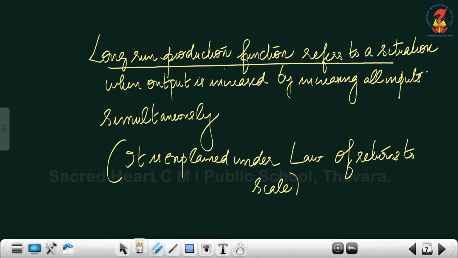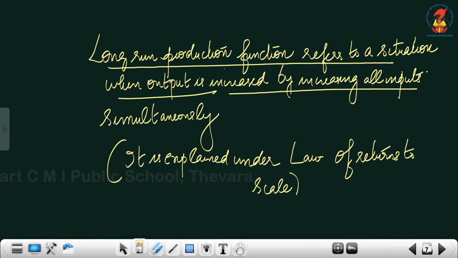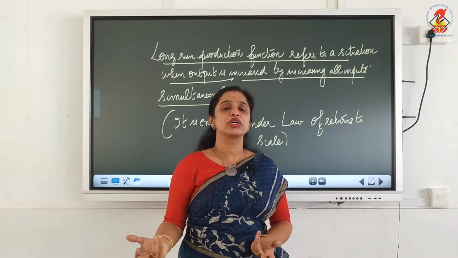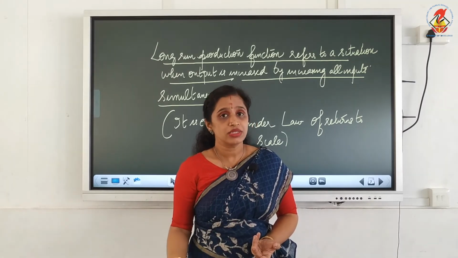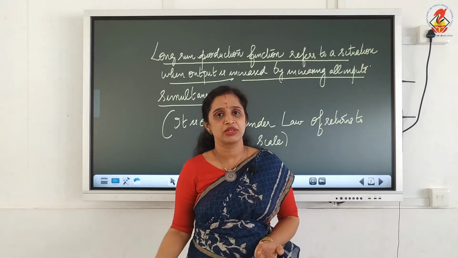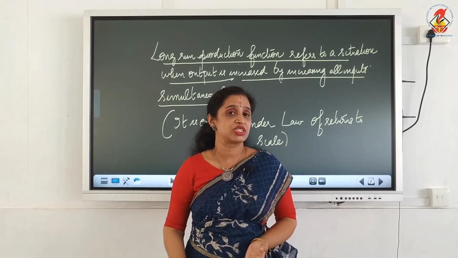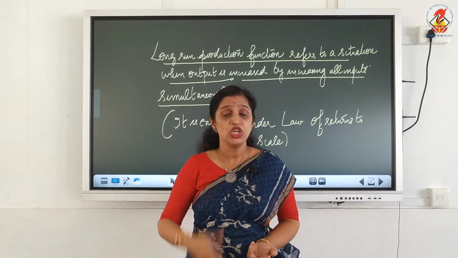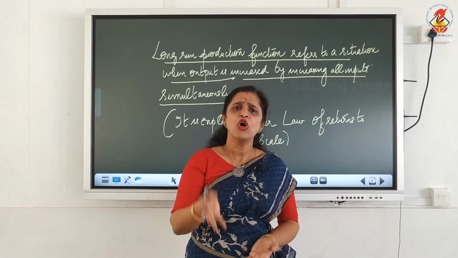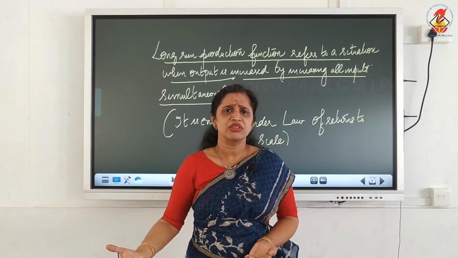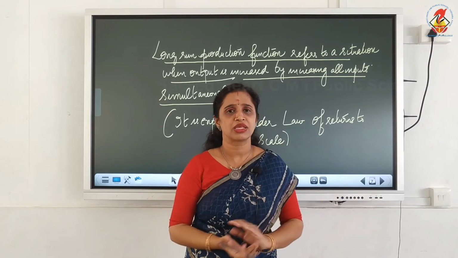Long run production function refers to a situation when output is increased by increasing all the inputs simultaneously. Because in the long run, in order to increase the production of shirts to a large scale, the company has to expand. New buildings have to be constructed, new land has to be purchased, new machines have to be purchased, raw materials have to be increased, and the number of laborers has to be increased. So here both fixed factors as well as variable factors are all increasing simultaneously.